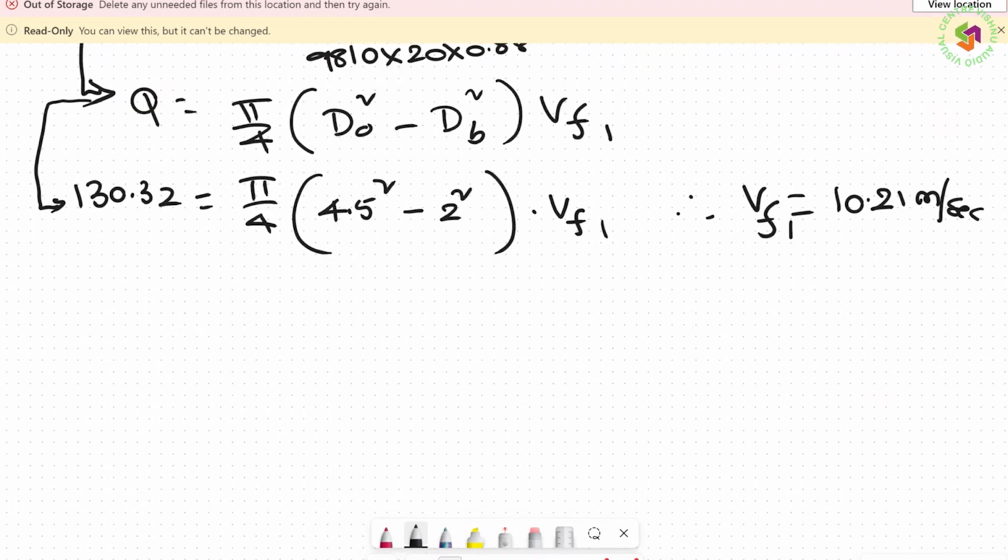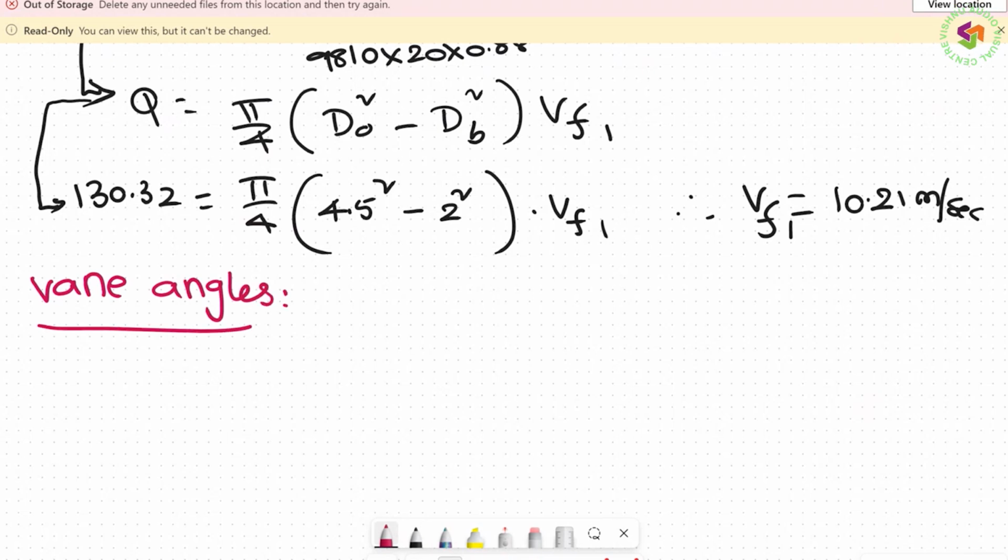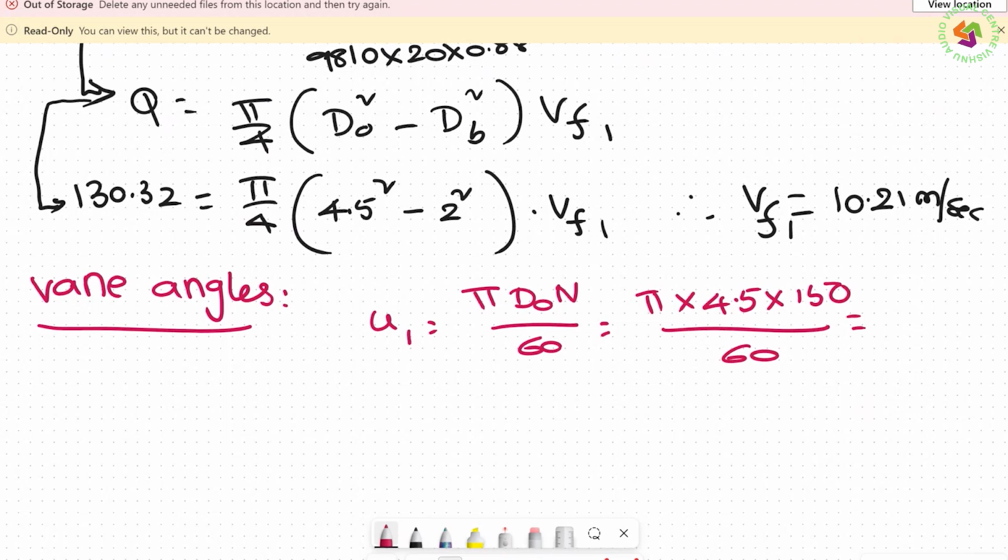Now basically the question is, what are the vane angles? If you want to go into the vane angles, you need to know what U is also. The equation for U1 is equal to pi D0 into N by 60. So it is equal to pi into D0, which is 4.5, into N, which is 150 RPM, divided by 60. So naturally we get 15.7 meters per second. Now for the vane angles, I need to know Vf1, and I need to know Vw1. How do I get Vw1?